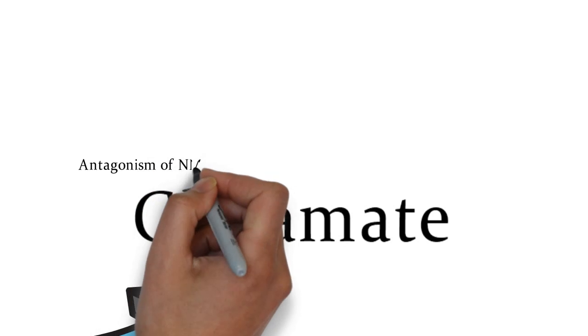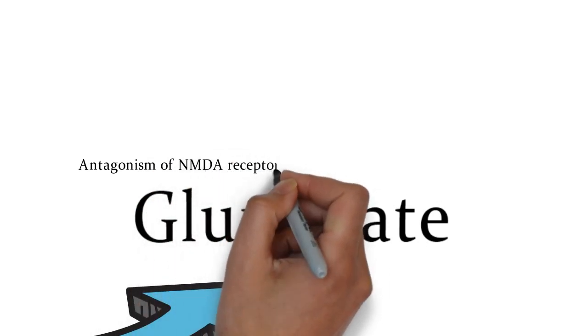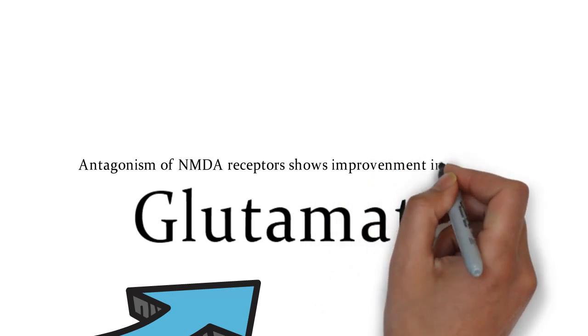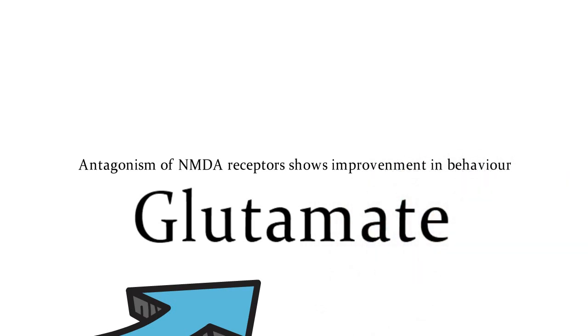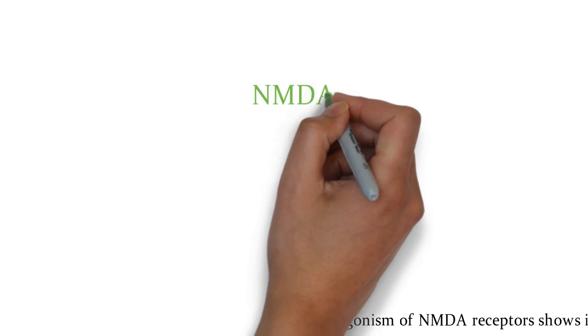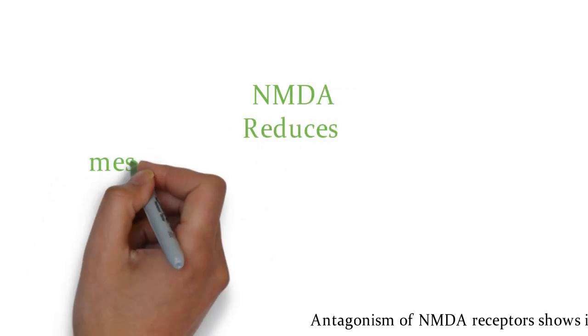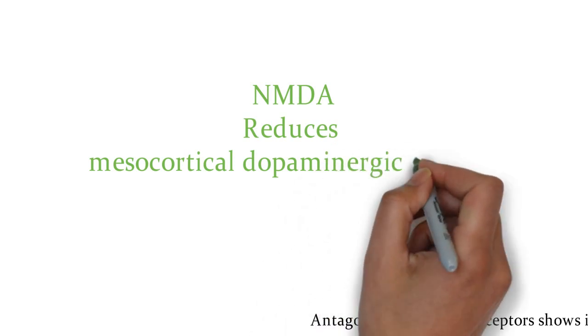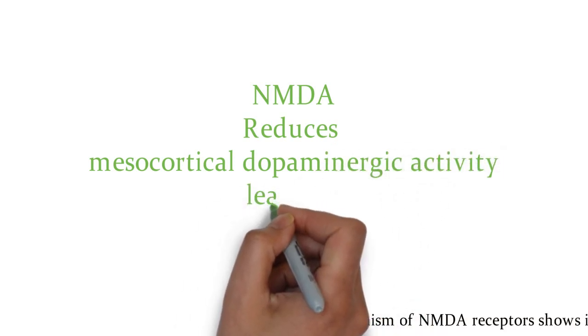The antagonism of the NMDA receptor is found to improve both positive and negative symptoms. This is because glutamate controls the positive and negative symptoms in different ways. So NMDA hypofunction reduces the activity of the mesocortical system, which leads to the negative symptoms associated with schizophrenia.